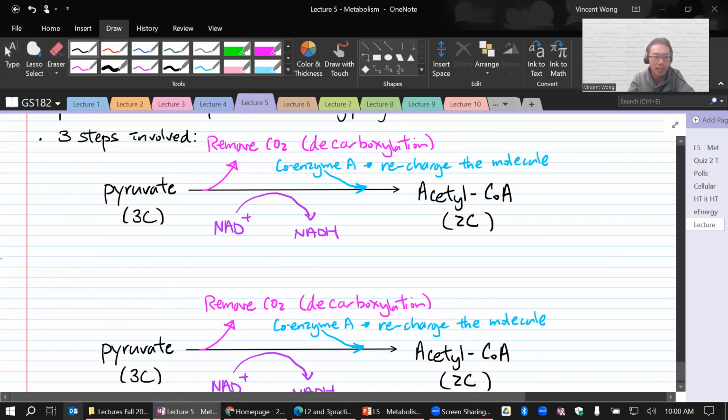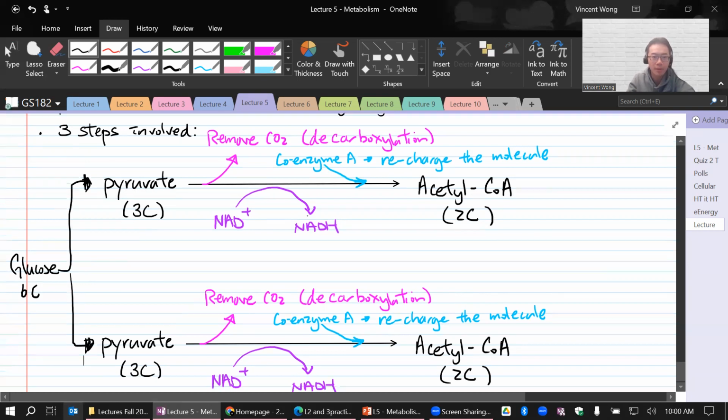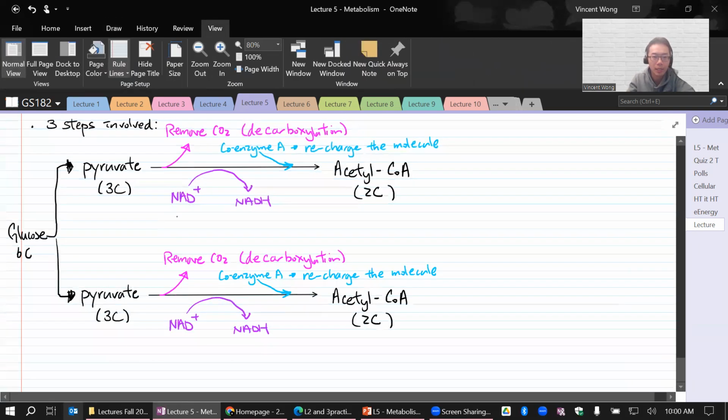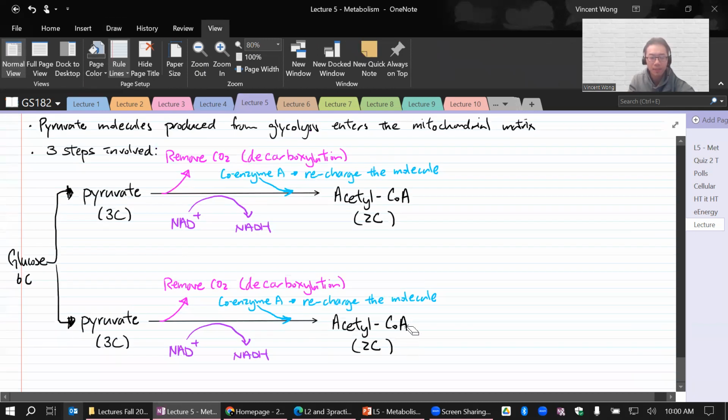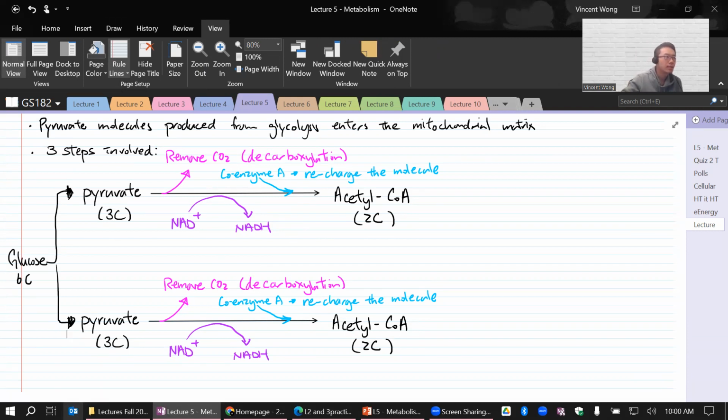But this is going to happen 2 times, right? 2 times for each glucose. If you're not sure why, that's because the glucose, which has 6 carbon, is going to be broken down into 2 pyruvate in glycolysis. Each of those pyruvate molecules will undergo the same thing. So in the end, you would have 2 acetyl-CoA. You will remove 2 carbon dioxide, and you will create 2 NADH. All right.